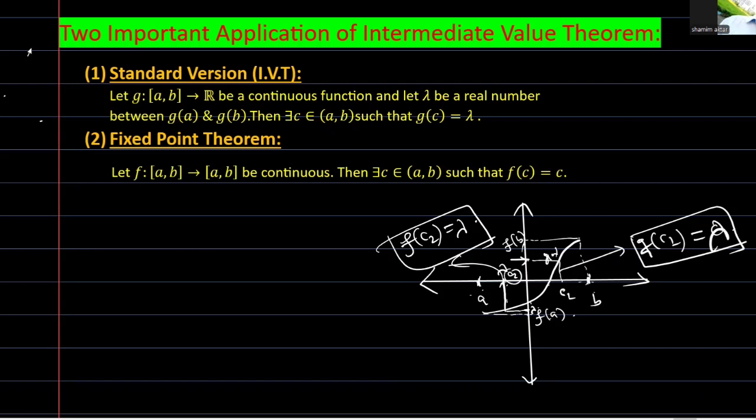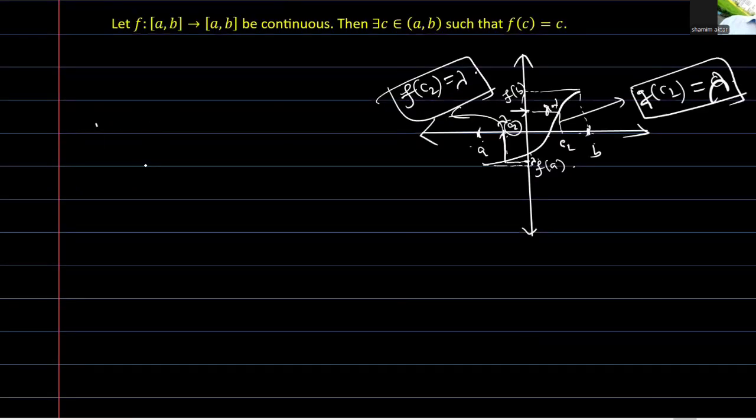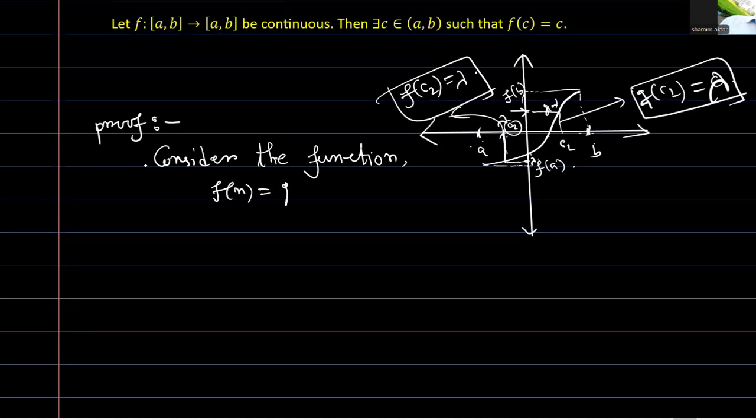Now the proof, mathematically. Now consider the function f of x equal to g of x minus lambda. Here g of x is given as continuous, so f of x is also continuous.